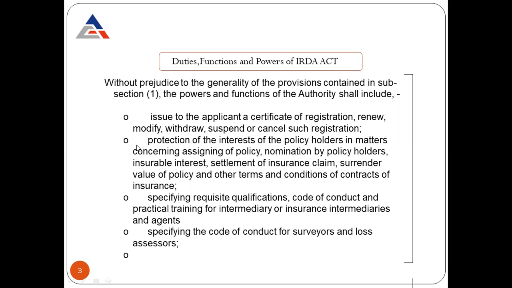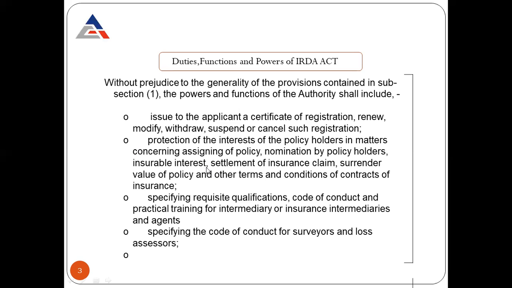Nomination of the policyholder is the process by which the policyholder appoints the person or persons that must be known to the policyholder. For what purpose? To receive any kind of policy benefit in case of the death of the policyholder. Next is the insurable interest.